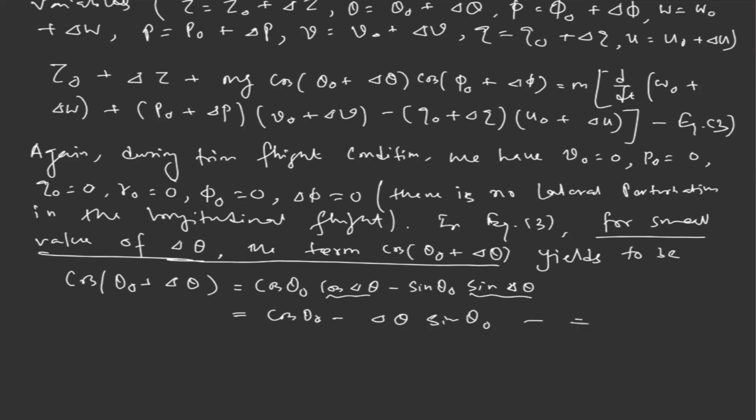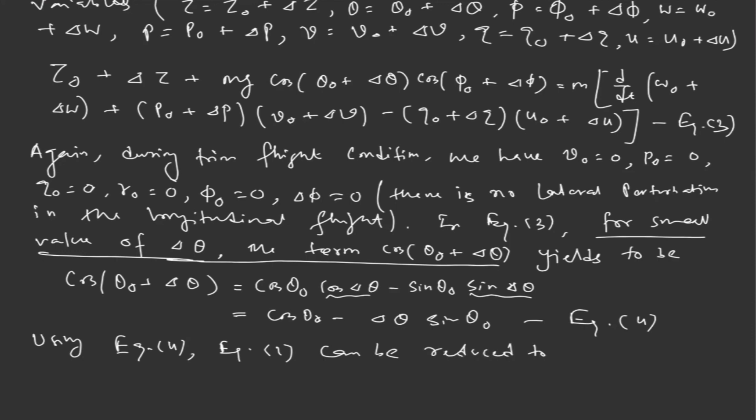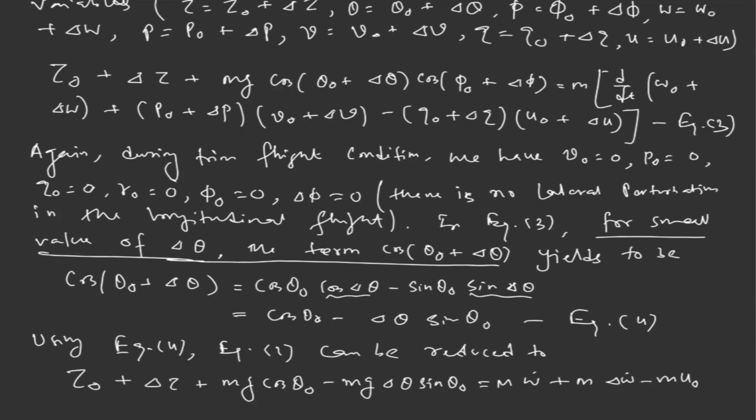So let me write this equation number 4, and using the condition or equation 4, equation 3 can be reduced to: we can write G naught plus del G plus mg cos theta naught minus mg del theta sin theta naught equal to m w dot plus m del w dot minus m u naught del q.